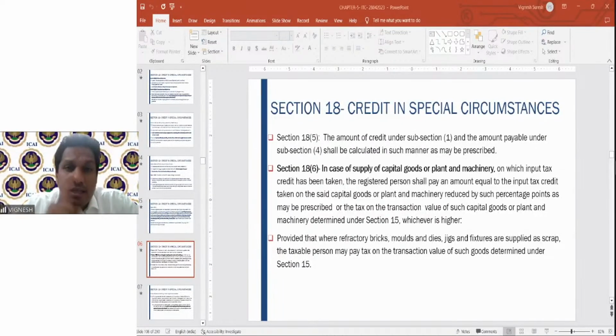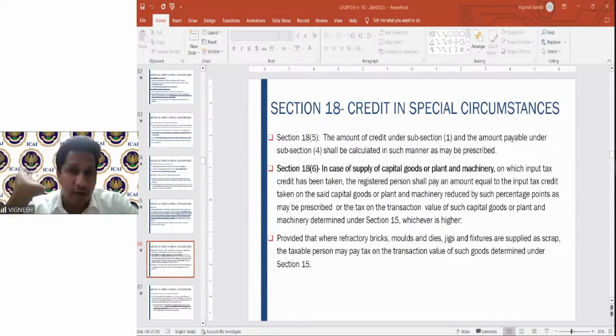Everything is clear. This reversal of 5% per quarter is applicable only in these two particular cases. Please bear in mind, in these two particular cases only, the reversal of credit claimed on capital goods will be applicable. If you are going from composition to regular scheme, you can claim the input tax credit. If you are coming from regular scheme to composition scheme, you have to reverse the input tax credit.